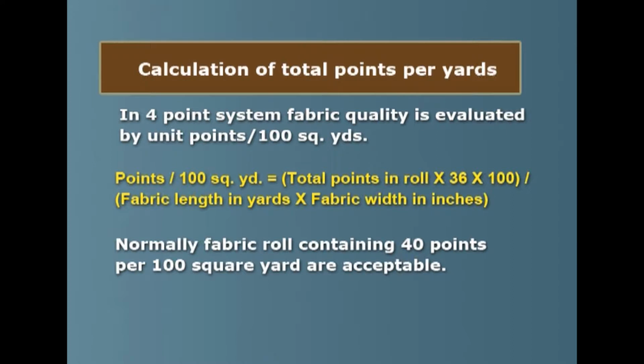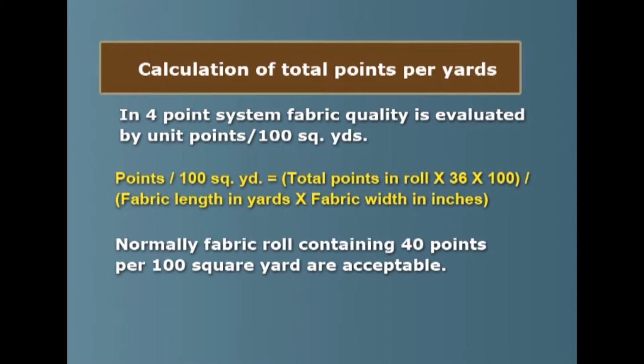When we want to calculate total points for yards in the 4-point system, fabric quality is evaluated by unit points per 100 square yards. That is, points per 100 square yards is equal to total points in the roll times 36 times 100, divided by fabric length in yards times fabric width in inches.